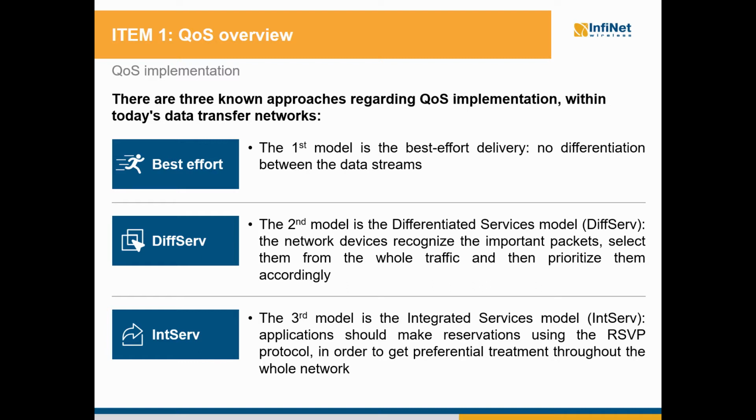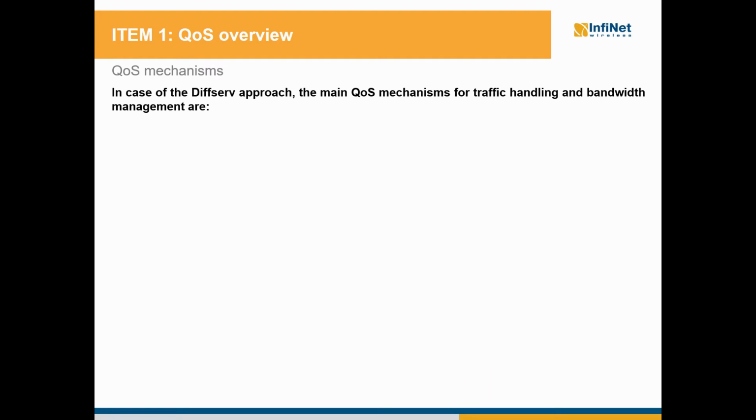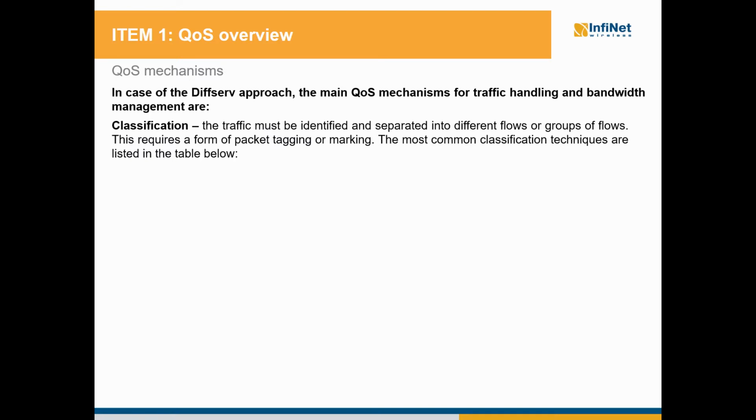In this approach, the application should make reservations using the RSVP protocol in order to get preferential treatment throughout the whole network, similar to a speeding ambulance with sirens on that clears the path through the whole city. In case of the diffserv approach, which is the model used by the Infinet units, the main QoS mechanisms for traffic handling and bandwidth management are: first of all, classification. The traffic must be identified and separated into different flows or groups of flows. This requires a form of packet tagging or marking.